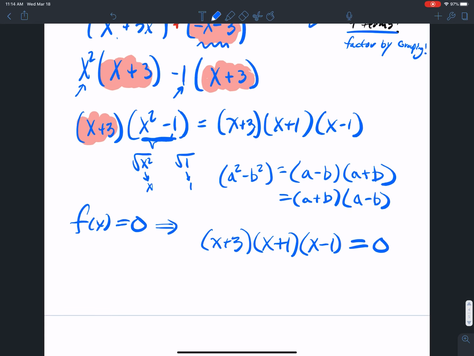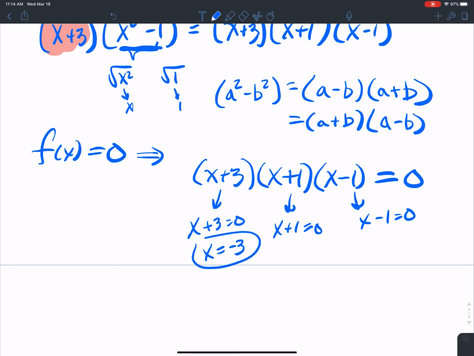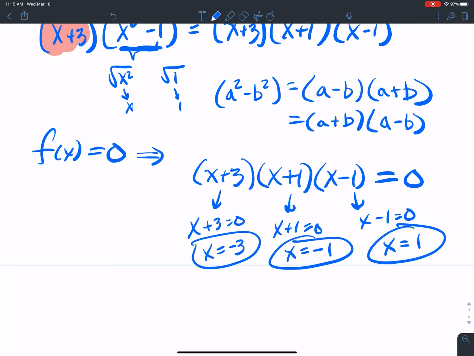So now that it's equal to 0, all I need to do is set each factor equal to 0 and solve for x. So subtract 3 from both sides, I get x equals -3. Subtract 1 from both sides, I get x equal to -1. And add 1 to both sides, I get x equal to 1. Right there. All right.